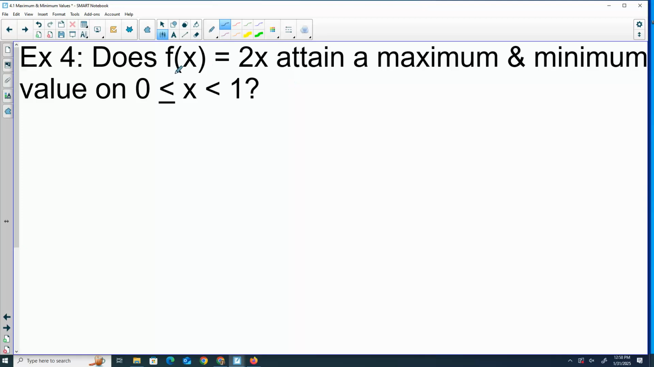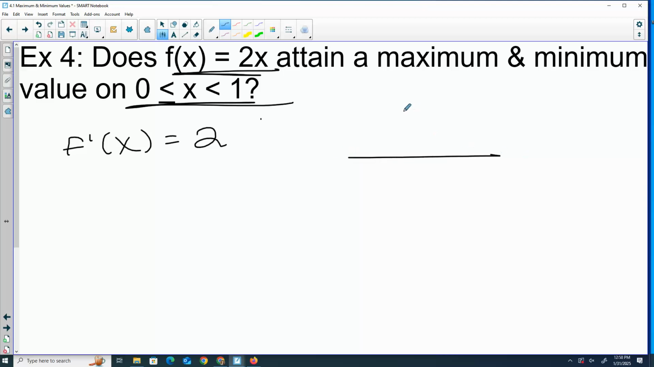So f of x equals 2x. I mean, 2. I know how multiplication works. So my derivative is 2. Is that ever 0 or undefined? No. Okay, is this a closed interval? Oh, I said between 0 and 1.